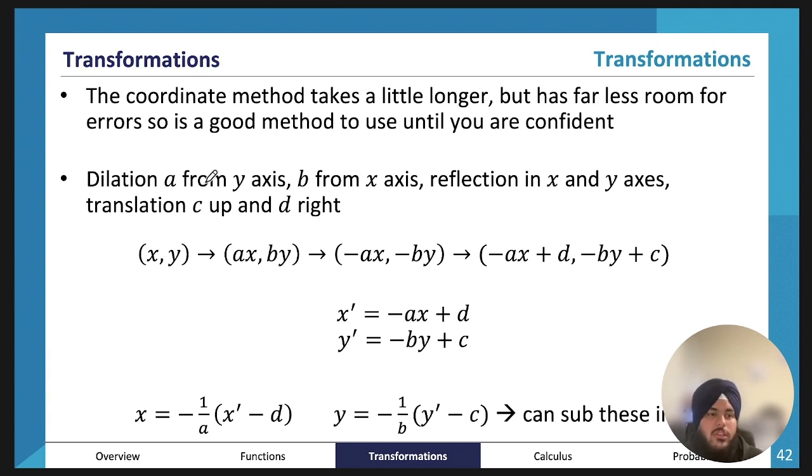The way that you do the coordinate method is once you've been given a transformation, you write it in this sort of coordinate form: x, y transforms into something. Then you start applying the transformations in the order in which they are given. First, it's a dilation from the y-axis. If it's a dilation by a factor of a from the y-axis, we know that it actually impacts the x values.